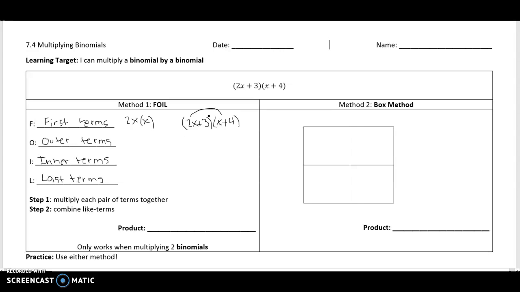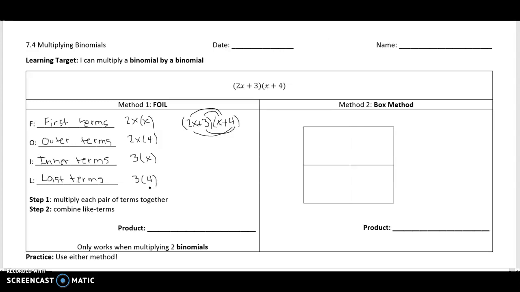Okay? My outers would be the outer terms, so the 2x and the 4, because they're the outer portions of both of your binomials. Your inner terms are the ones on the insides of each of the binomials, so you would have 3 times x. And then your lasts, just like the first, it's your 3 and your 4 because they're the last terms of each of your binomials. So 3 times 4.